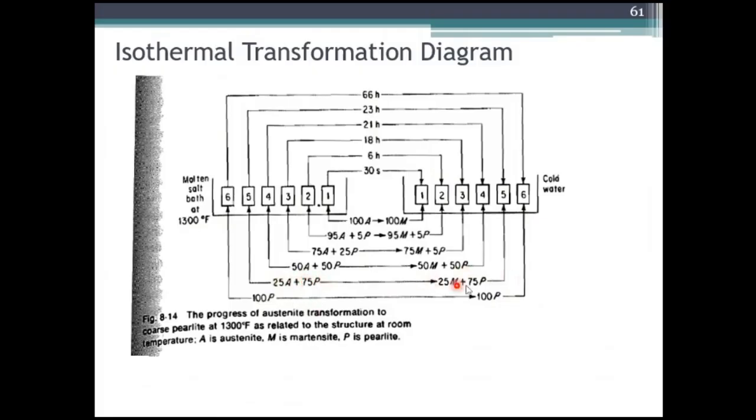Here it is 25% martensite and 75% perlite. Okay, 75% perlite. So this is the case. This is the isothermal transformation diagram.